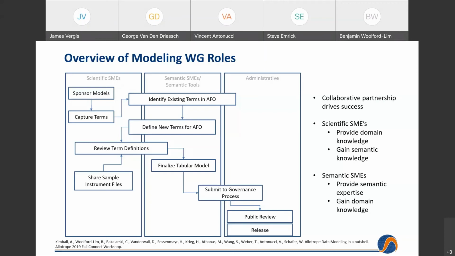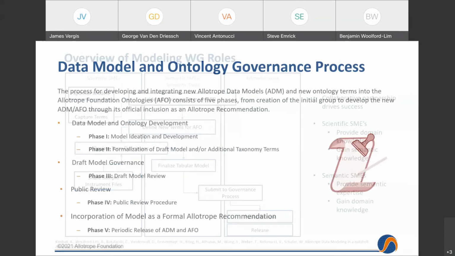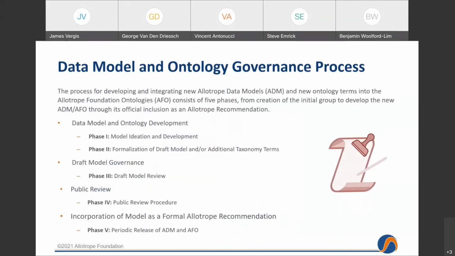During the governance process, there are 5 phases. Phase 1 is the ideation and development of a model. Phase 2 formalizes the draft of the model and addition of terms. Phase 3 is the formal review of that model. Phase 4 is a public review. And then phase 5 is the release of the ADM and AFO.